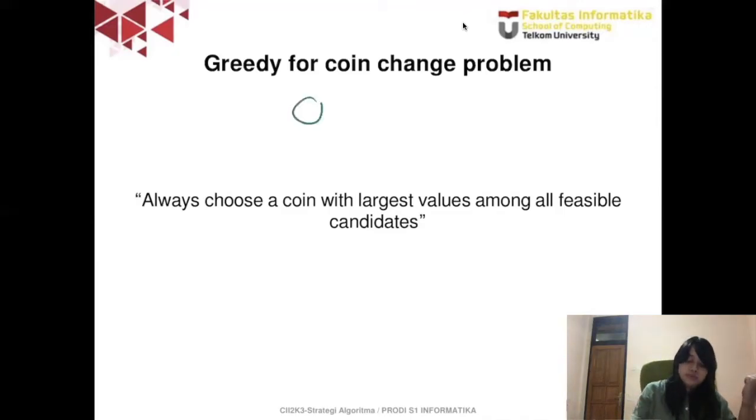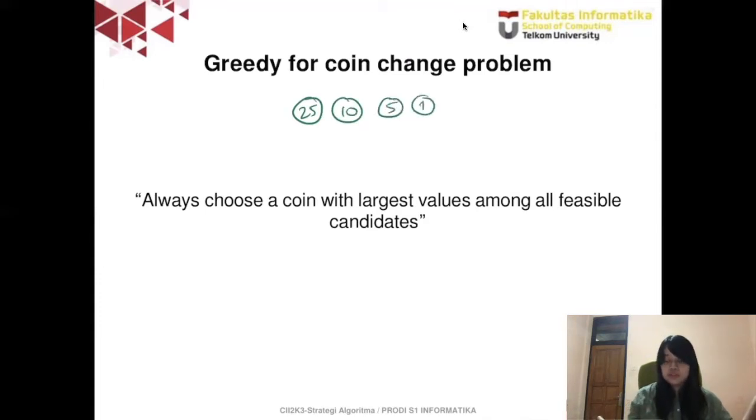So previously we have coins with value 25, 10, 5, and 1, for example. And we want to exchange money of value 32. What can we do if we want to have a minimum number of coins to exchange this money?